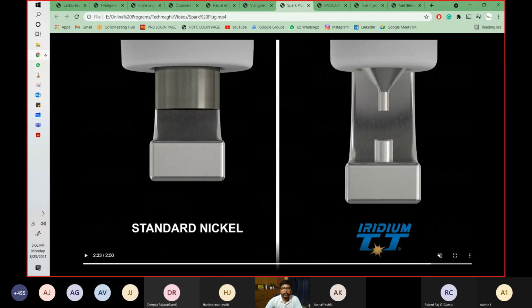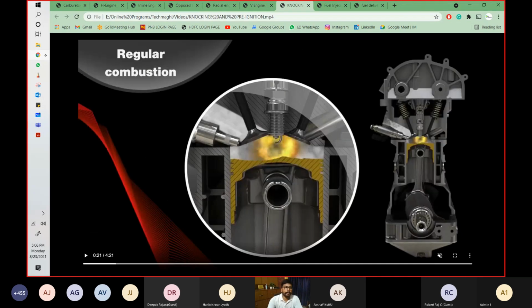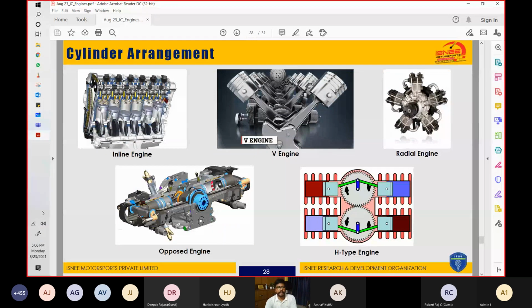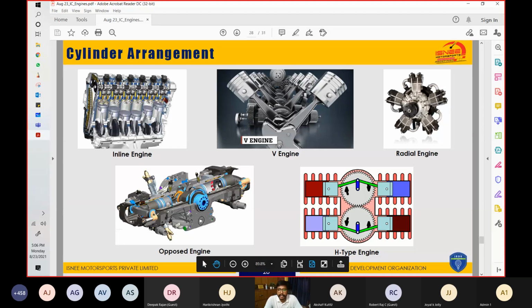So we have this cylindrical arrangement of the engines. Based on the cylinder arrangement, there are various types of engines. We have inline engine, V engine, radial engine, horizontally opposed engine, H type engine, W type engine, and various other engines also. But these are some popular ones that need to be discussed.